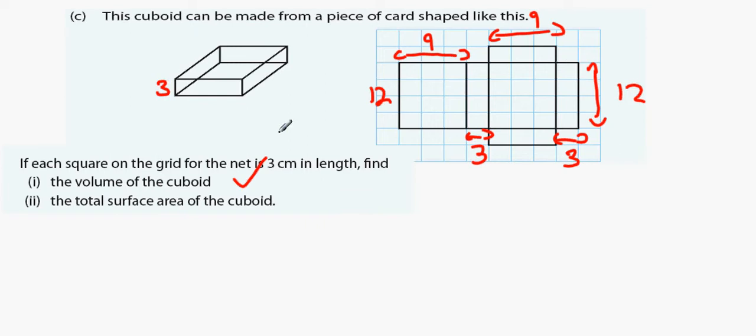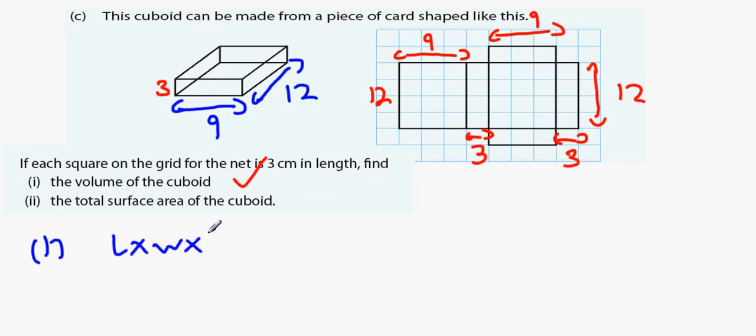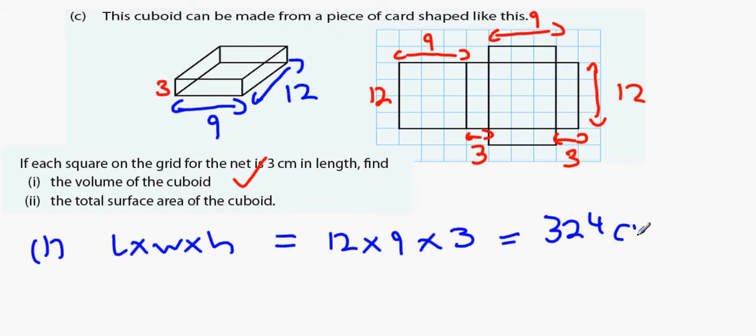Then we next need to find the width. You can see that it looks narrow, so the width is going to be 9, and the length is going to be 12. So now we can find the volume of the cuboid. The volume of the cuboid is length by width by height. We're just going to get 12 by 9 by 3, which is 324 centimeters cubed.